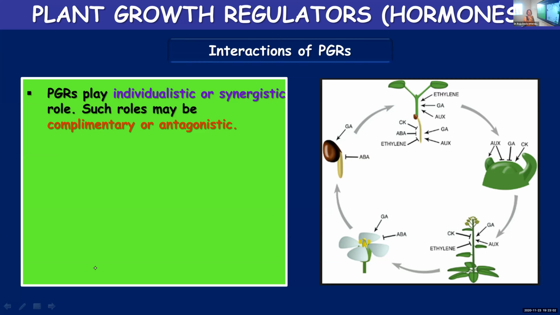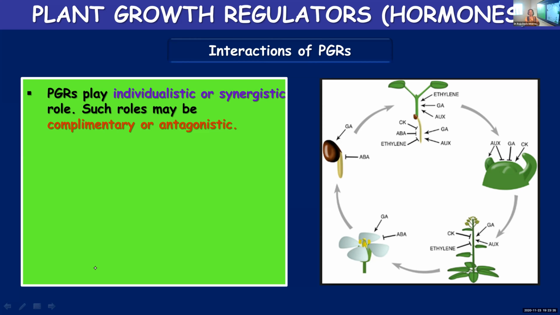When different plant hormones are working together, these functions can be complementary, meaning the functions of one hormone will be complementing that of the other. Whereas antagonistic means if one is helping in a particular function, the other will be retarding against that function. One is promoting plant growth, the other is retarding plant growth. You can say they are antagonistic in their function, opposite in their action.